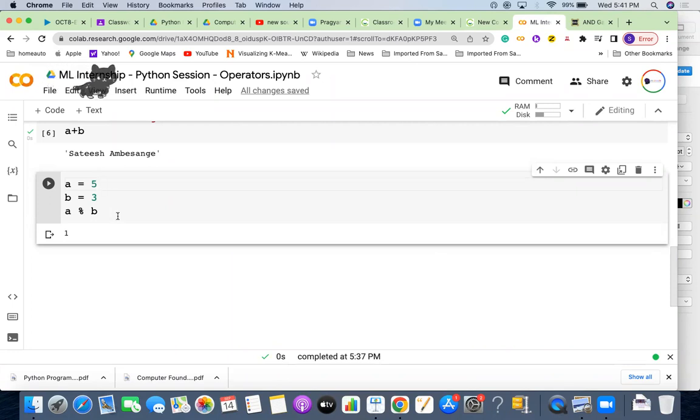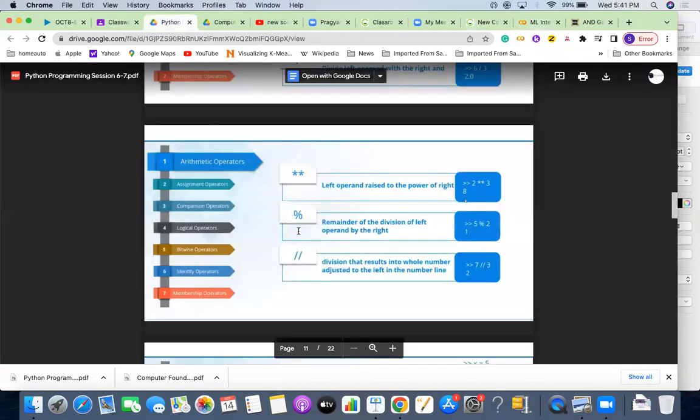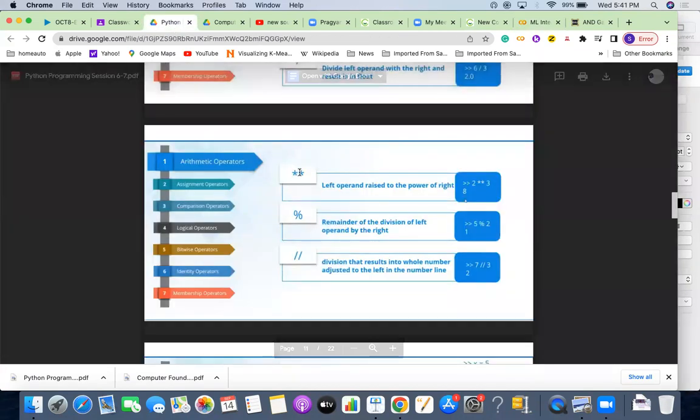What would be the result? Yes, sir. What is that? No, sir. Okay, good. So now you understood what the modulus is. Fine. So now what is the next thing? We understood power, we understood modulus. And what is the next one?